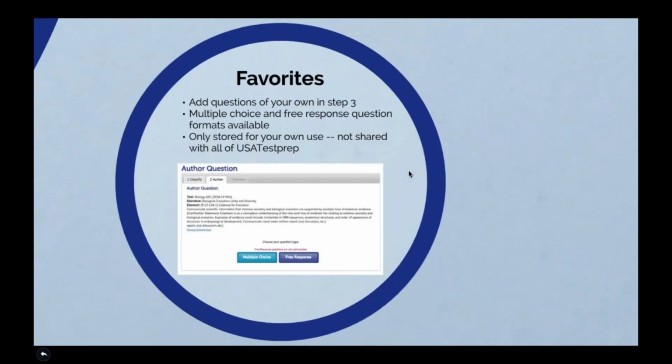And then we also have favorites, which is unique for a benchmark, where you can incorporate questions of your own. You can author your own multiple choice questions or your own free response. So that's a great way that, if you already have questions of your own that you like, you can add them here. And once you add a question, they're not saved and shared with all of USA Test Prep. They're only for your own account where you can have access to them.